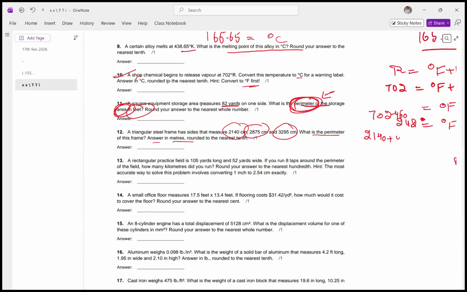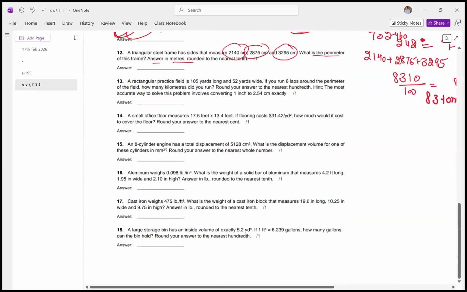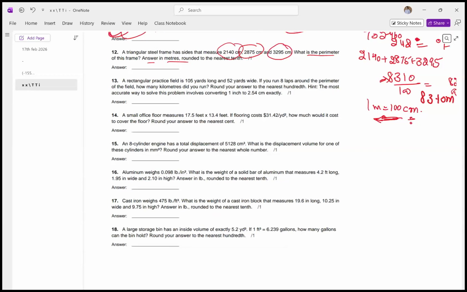So 2140 plus 2875 plus 3295. If you add all these numbers, you're going to get 8310, and then this number divided by 100 because we are converting everything into meters. So 83.10 meters. That's your final answer for question number 12, because 1 meter equals 100 centimeter, and we are going from a smaller unit to a bigger unit, so we will divide. All right, question number 13.